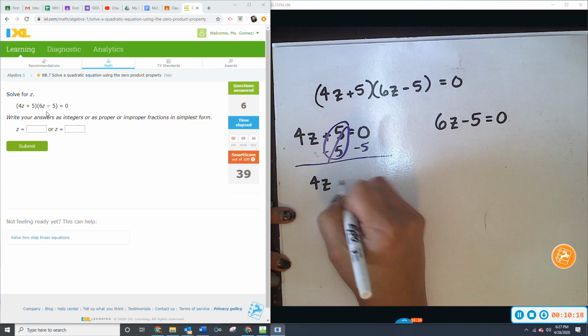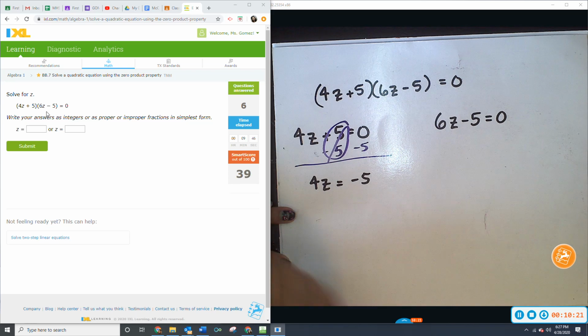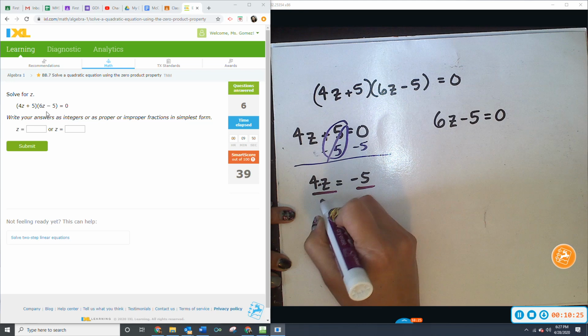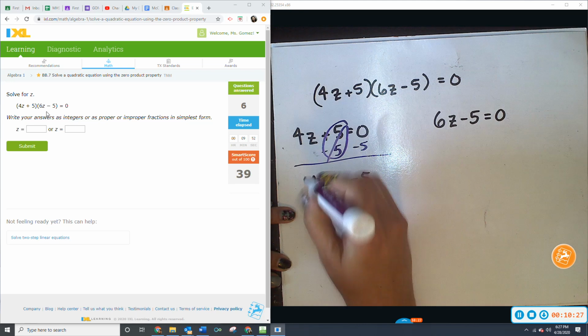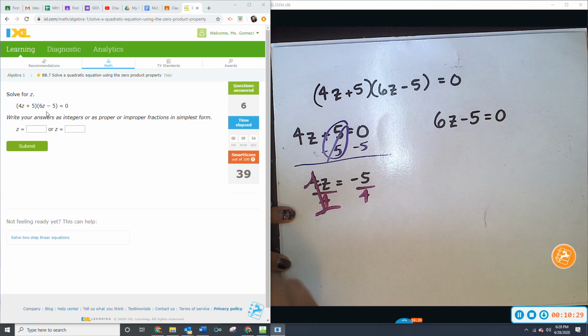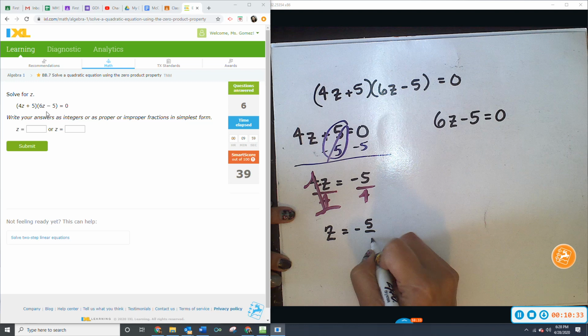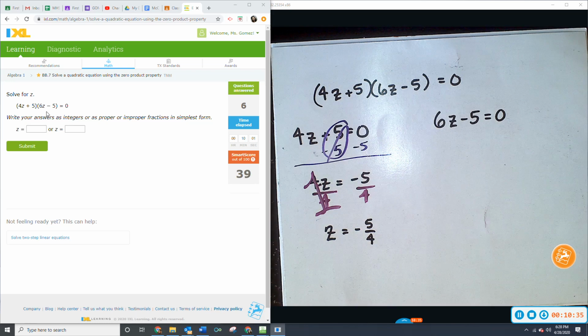4z is equal to negative 5. And then since they are being multiplied, you divide, which is the inverse operation, both sides by 4. That reduces to 1z is equal to negative 5/4. Okay, I think I'll type that in before I mess up again. Negative 5 divided by 4.